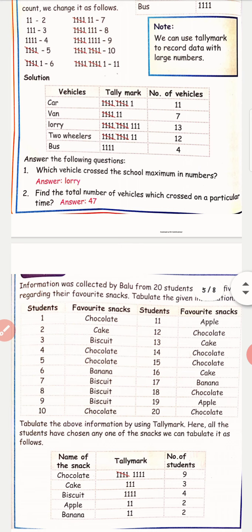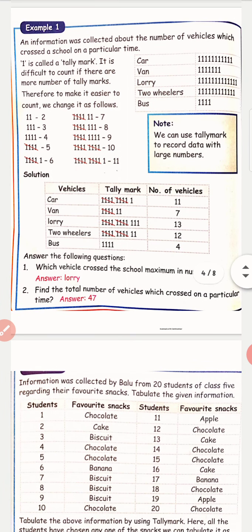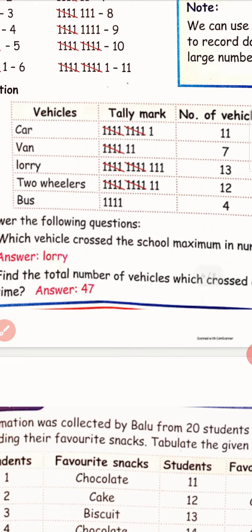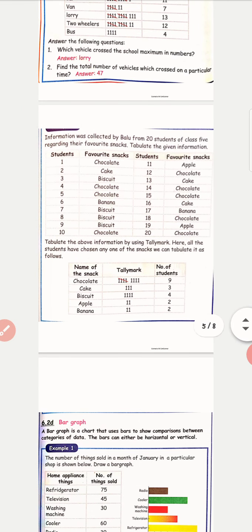Next they give one question, you answer the question. Which vehicle crossed the school maximum in number? So which vehicle crossed more? Lorry. Next, find the total number of vehicles which crossed at the particular time. So totally how many vehicles passed in the time? Totally forty-seven vehicles. So that is the tally mark. Do you understand the tally mark? Next, one more example for tally mark.